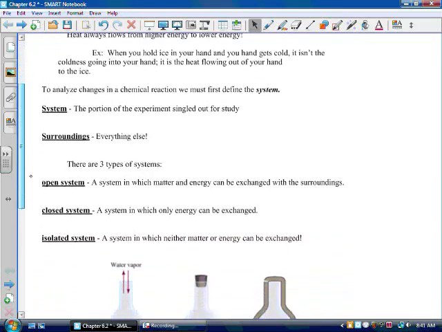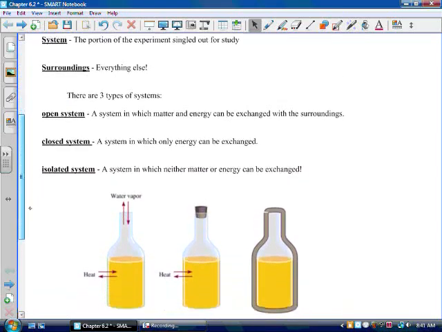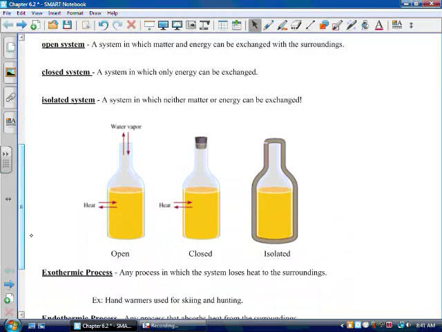Now, when you talk about systems, there are three types of systems we deal with. The first is called an open system. An open system is simply a system in which matter and energy can be exchanged with the surroundings. So if we have a flask or a bottle that's open, you can dump new chemicals into it, keep reacting them, and energy and heat can flow out of the bottle. That's an open system. A closed system is a system in which only energy can be exchanged.